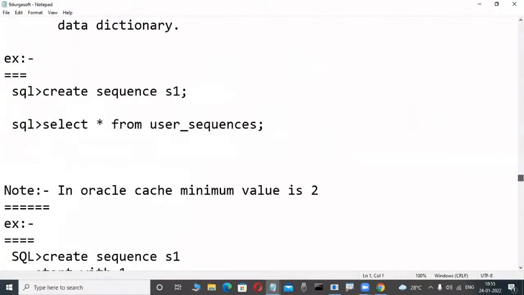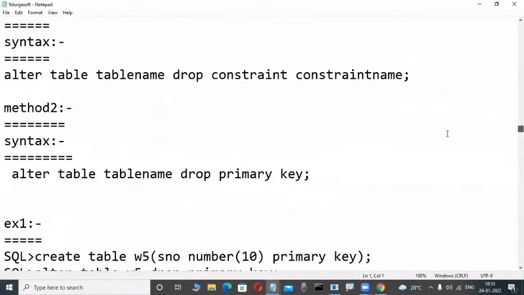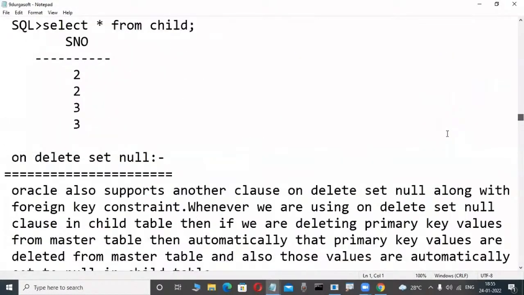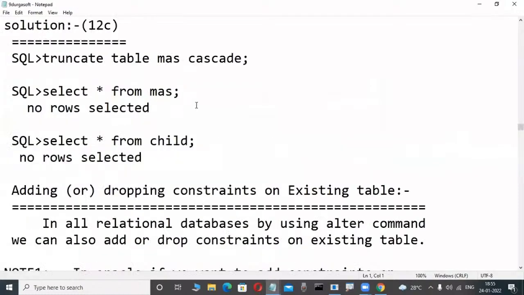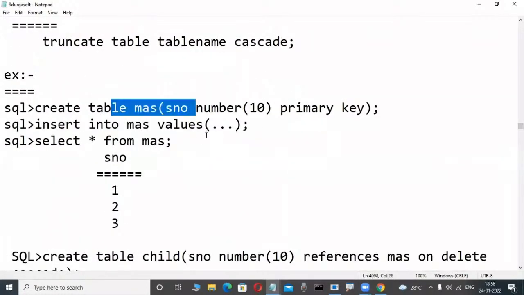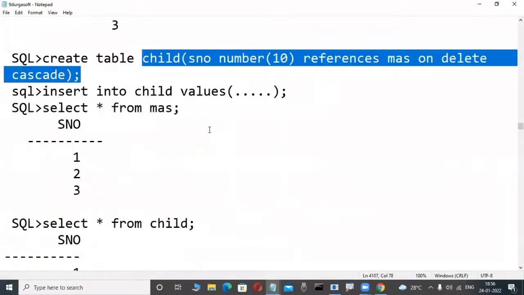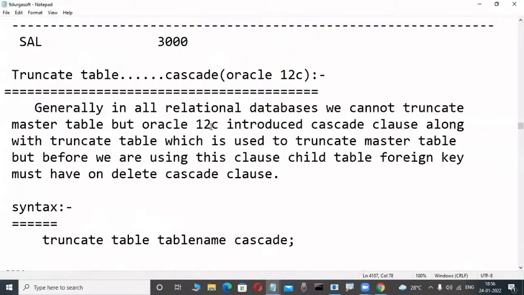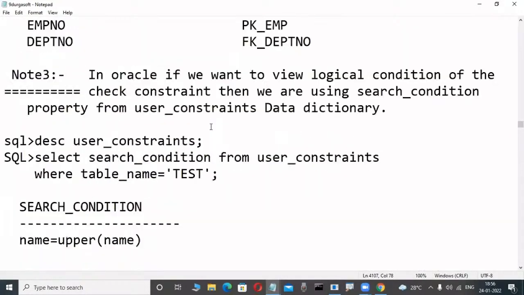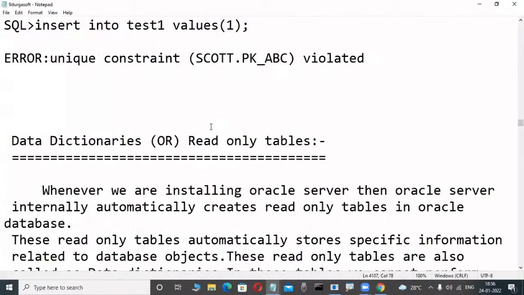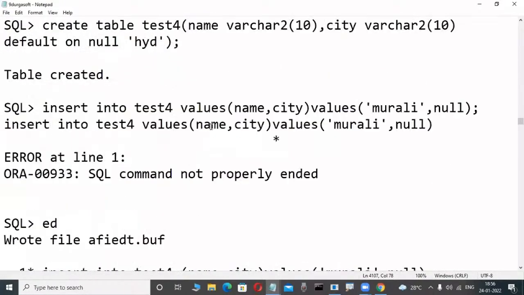Now check it out. Suppose here, constraints is a chapter. In this chapter, master tables are there, and child tables are there. This is what we are learning. Whenever a master and child table are available, then automatically some rules are there.